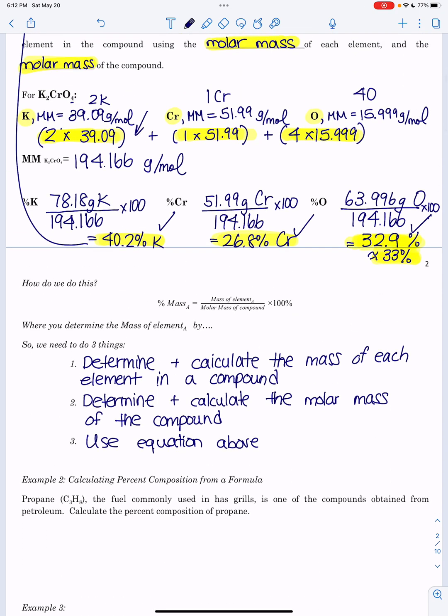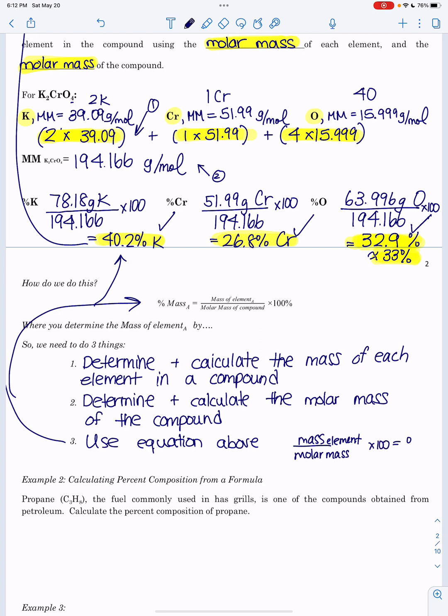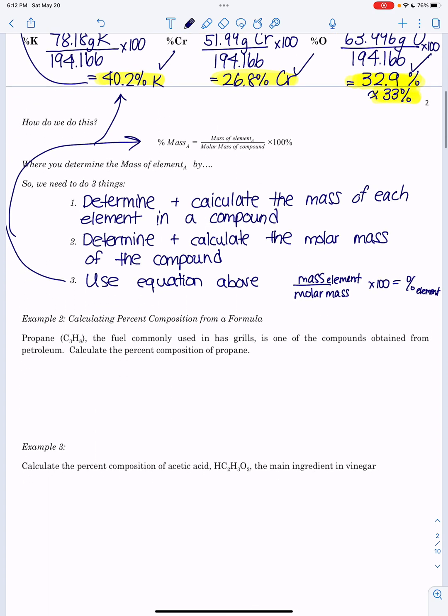That's step 1. Then determine and calculate the molar mass. That was step 2. And then finally, use this equation that we have right here. I did that here, and I did it up here. I take the mass of the element divided by the molar mass of the compound and multiply by 100. And that's going to be the percentage of the element. Boom, and done. Okay? Let's do another example here.